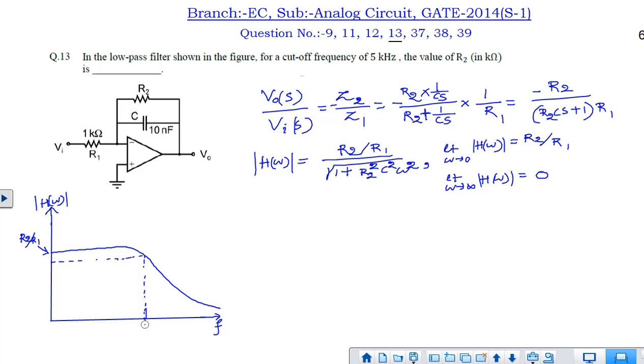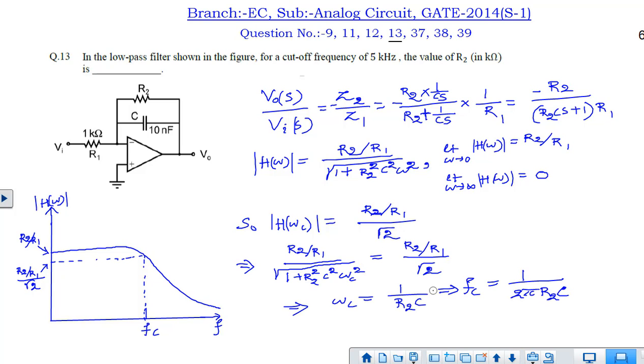Now the cutoff frequency is given here. The cutoff frequency is nothing but the frequency at which the pass band gain is reduced by root 2 times. We are given the cutoff frequency value, that is 5 kHz. Now to get the cutoff frequency expression, we have to equate H of omega c to R2 by R1 divided by root 2. So if we equate these, we will get the cutoff frequency to be 1 by 2 pi R2 C.